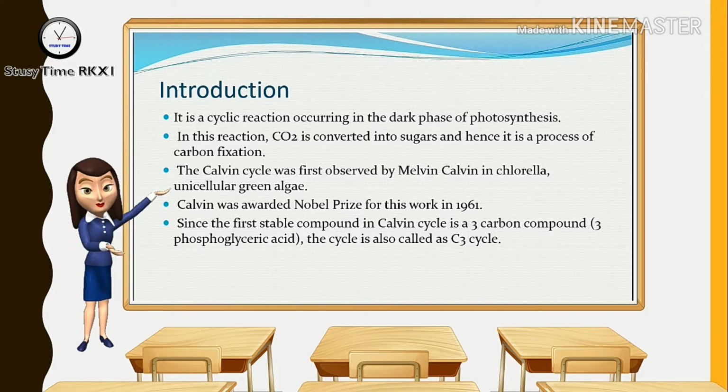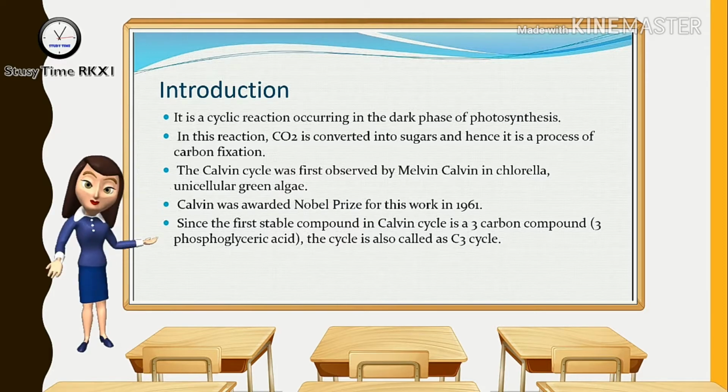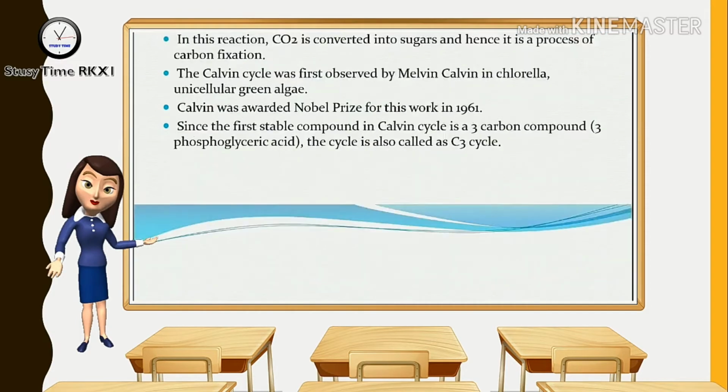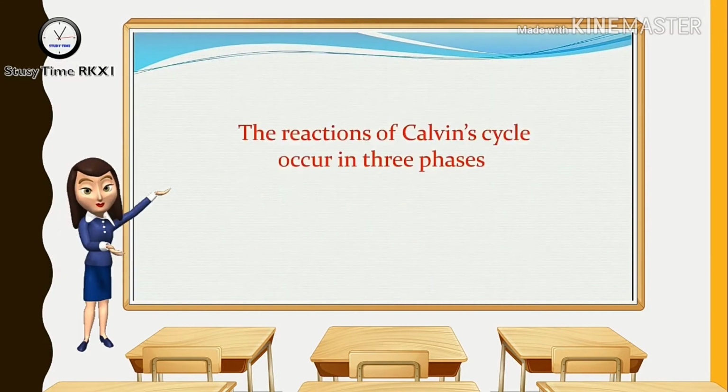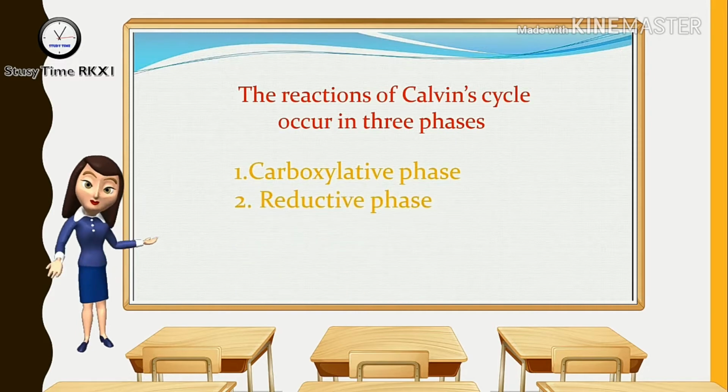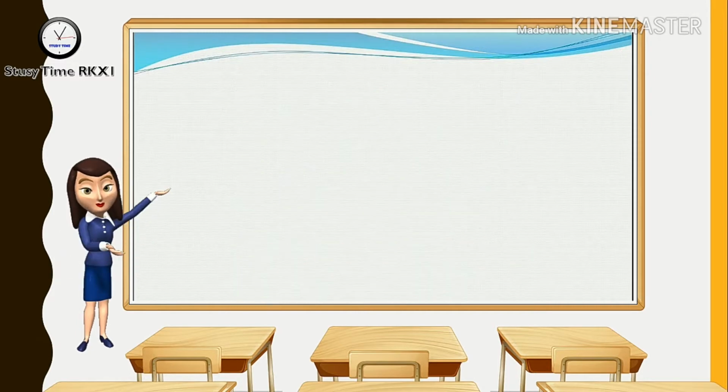Since the first stable compound in the Calvin cycle is a 3-carbon compound, 3-phosphoglyceric acid, the cycle is also called the C3 cycle. The reactions of Calvin's cycle occur in 3 phases: carboxylative phase, reductive phase, regenerative phase.